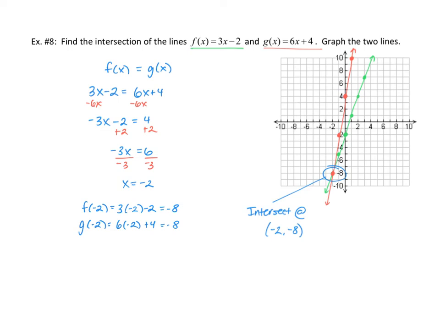So algebraically, when we set f of x equal to g of x, it told us the input value x that caused the outputs of these functions to be the same. So when the input is negative 2, they have the same output of negative 8, or graphically, this tells us that our lines intersect at the point negative 2, negative 8. So for an input value of negative 2, they both have an output value of negative 8.